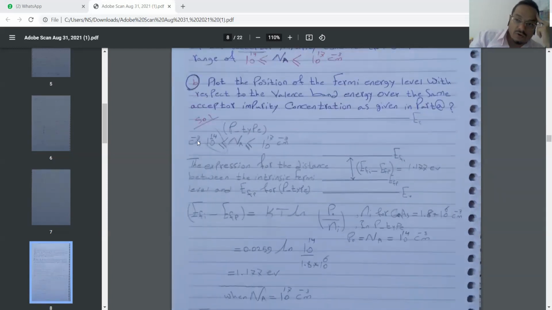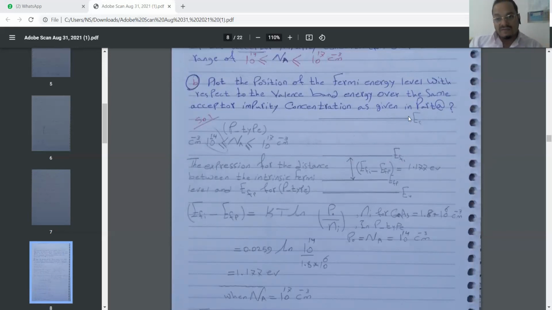Now, let's start solving this question. The expression of the distance between the intrinsic Fermi level and the hole Fermi level of p-type. How do I know I'm dealing with p-type dopants? Because ND is smaller than NA, that means we're dealing with p-type dopants. Here, the concentration of holes will be the majority, and the concentration of electrons will be the minority. Why? Because we're dealing with p-type dopants.